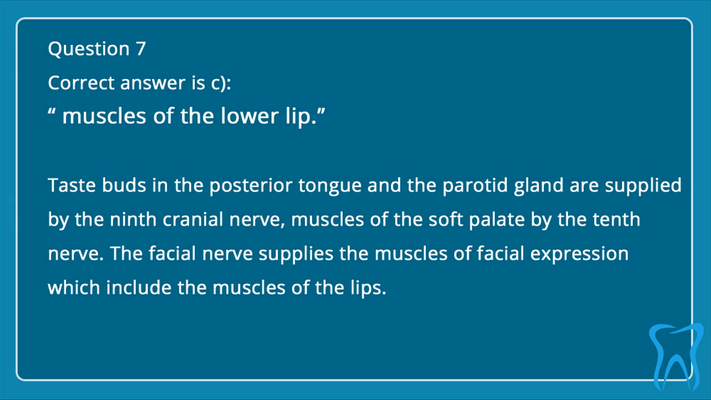Taste buds in the posterior tongue and the parotid gland are supplied by the ninth cranial nerve, muscles of the soft palate by the 10th nerve. The facial nerve supplies the muscles of facial expression, which include the muscles of the lips.